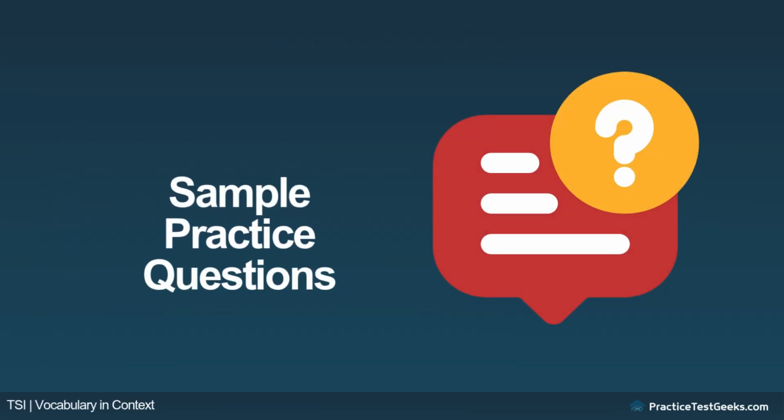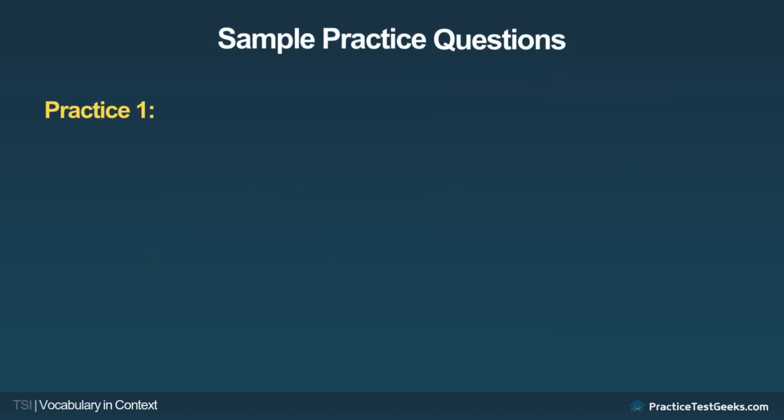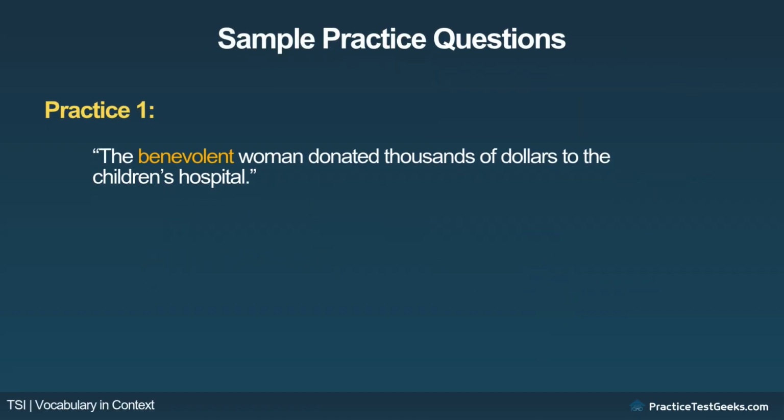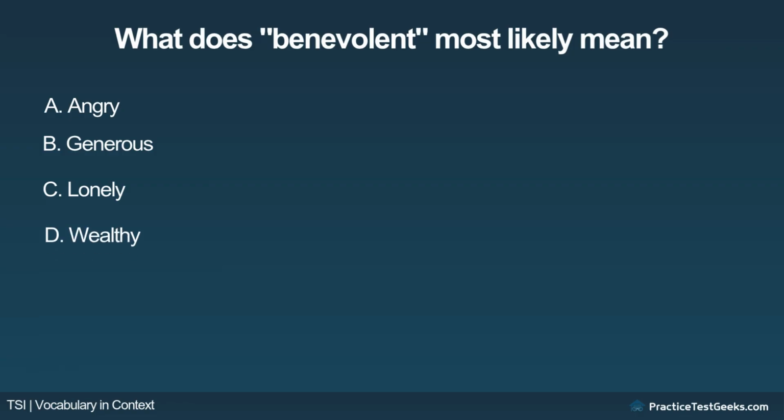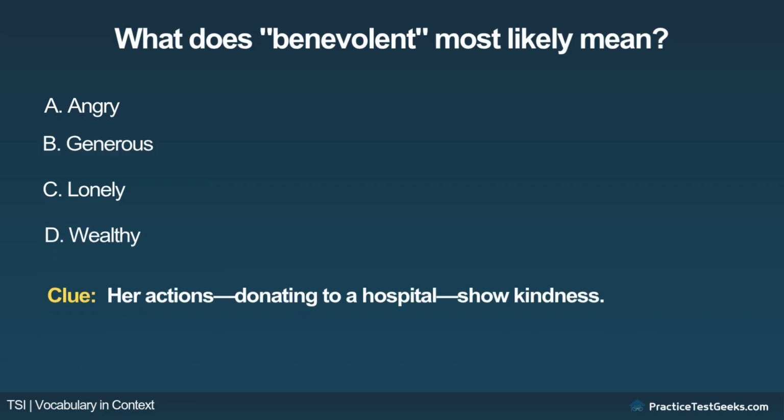Let's reinforce what you've learned with a few sample practice questions. Practice 1. The benevolent woman donated thousands of dollars to the children's hospital. Question: What does benevolent most likely mean? A. Angry, B. generous, C. lonely, D. wealthy. Clue: her actions, donating to a hospital, show kindness. Correct answer: B.